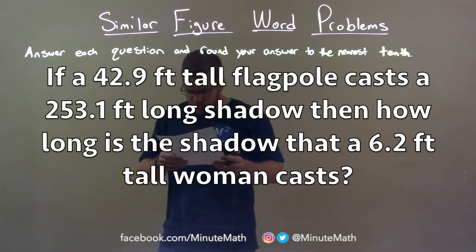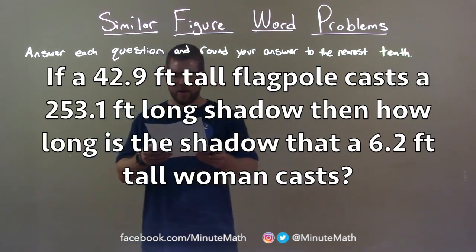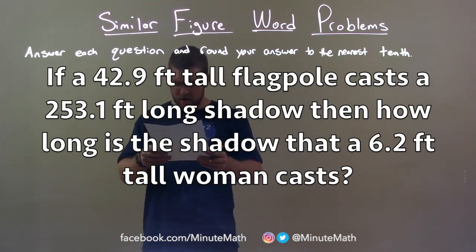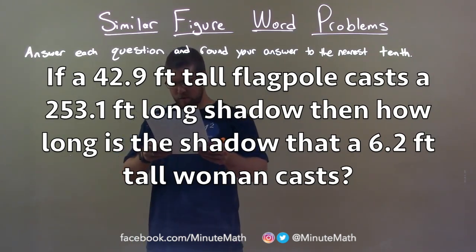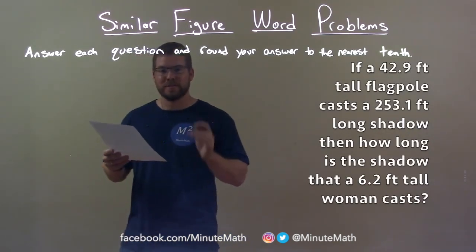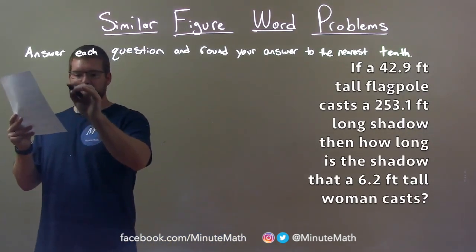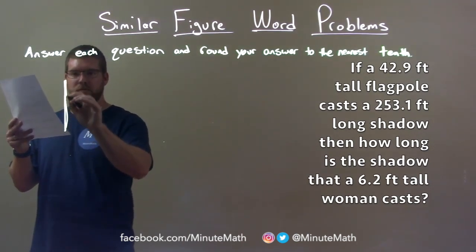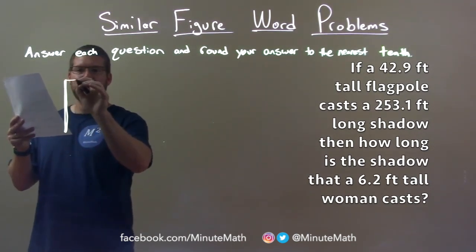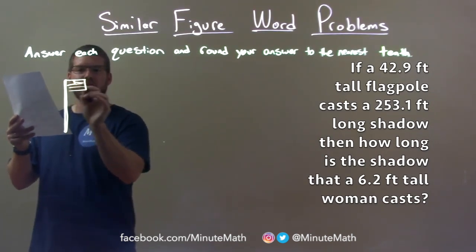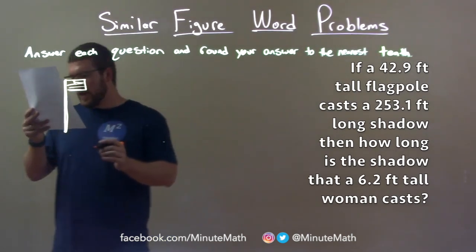If a 42.9 foot tall flagpole casts a 253.1 foot long shadow, then how long is the shadow that a 6.2 foot tall woman casts? All right? So let's go draw a little diagram here. We got a little flagpole. A little flagpole here. I should have done that, but a little flagpole. We got a flag on it. All right? There we go. Little flag.